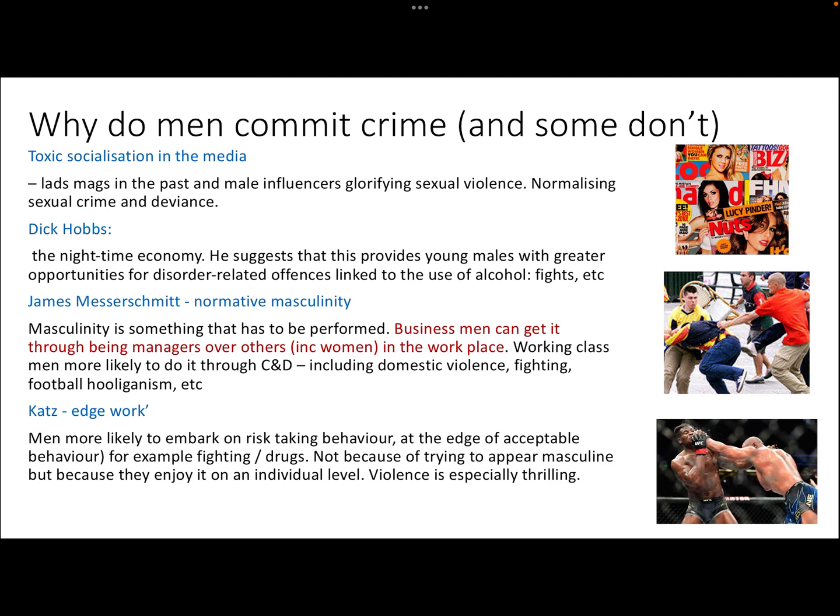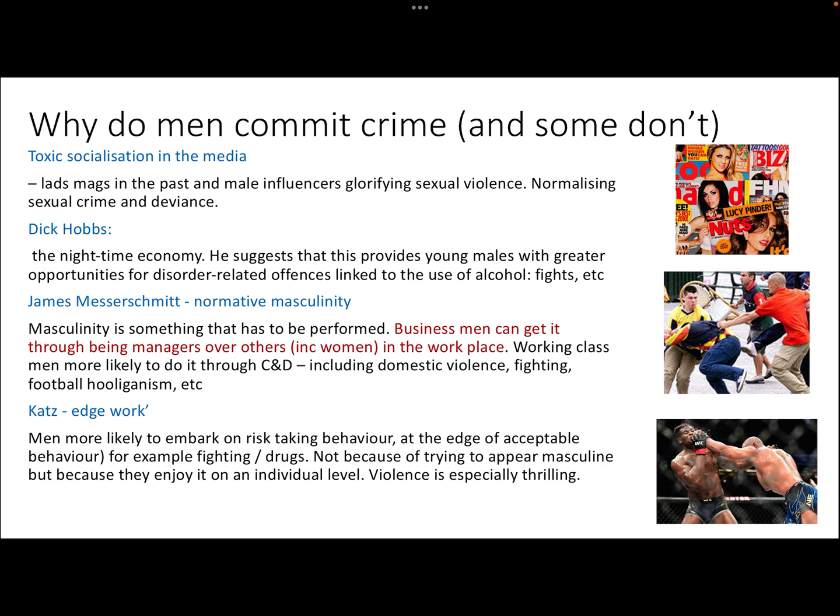But he argued it's not because of trying to appear masculine, but it's genuinely because the men who do it actually really enjoy it on an individual level. So this is why it's a postmodern idea. It's the individual just really enjoying some criminal activity for the sake of the feeling that it gives them themselves. And he found that violence was especially thrilling for these groups.